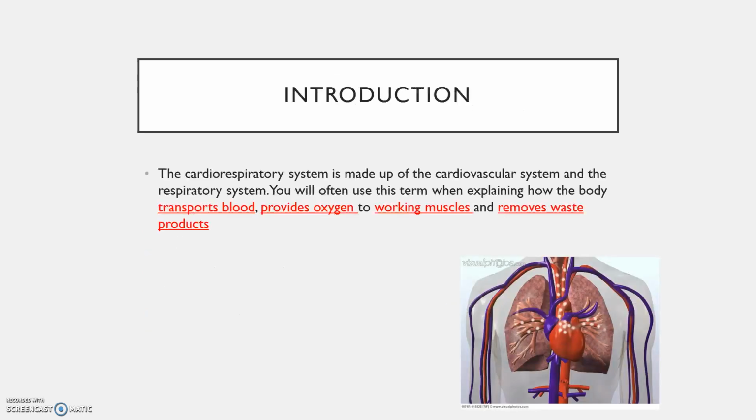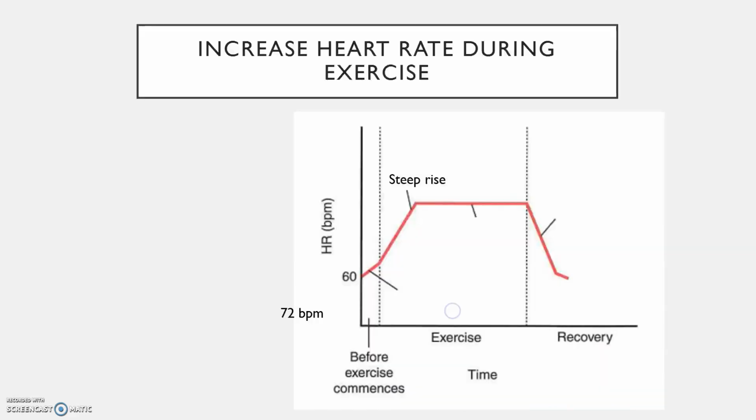Before that, just quickly introduce you to the cardiorespiratory system. We should know this from Unit 7, Anatomy and Physiology. It is made up of the cardiovascular system and the respiratory system together. So you'll often use this term when explaining how the body transports blood, provides oxygen to the working muscles and removes waste product. So first of all, increase in heart rate during exercise.